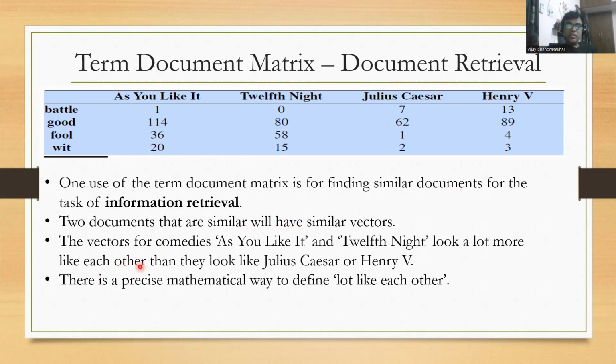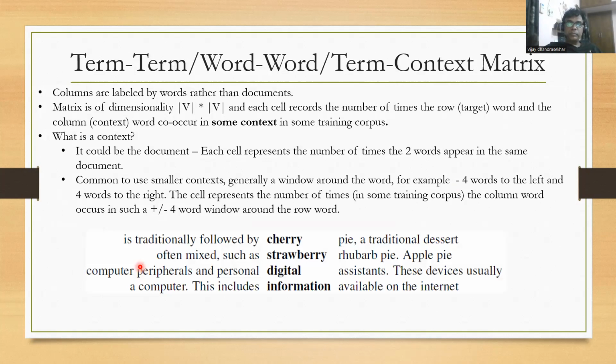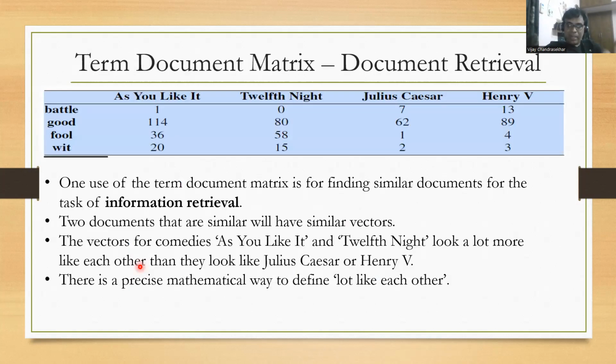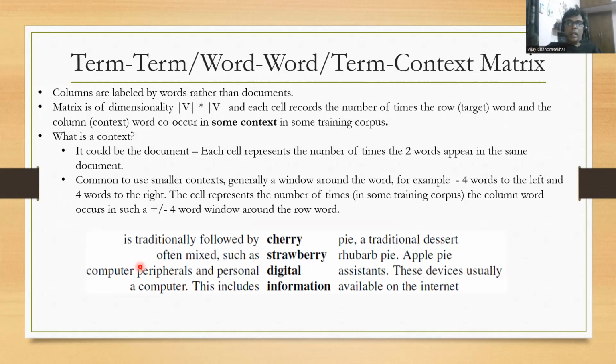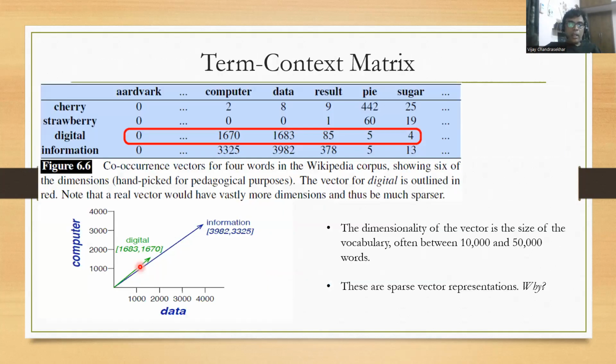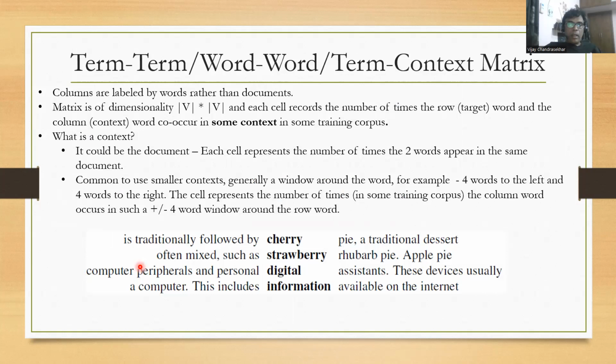Now the question is, what is the precise mathematical way to define a lot like each other? Until now we've been using words. As You Like It is similar to Twelfth Night. We use the word similar, but that's mere English. So the question is, how do you define this mathematically? Okay. We'll come to that in a short while. I'll just finish with this, okay? And then we'll stop for the day.